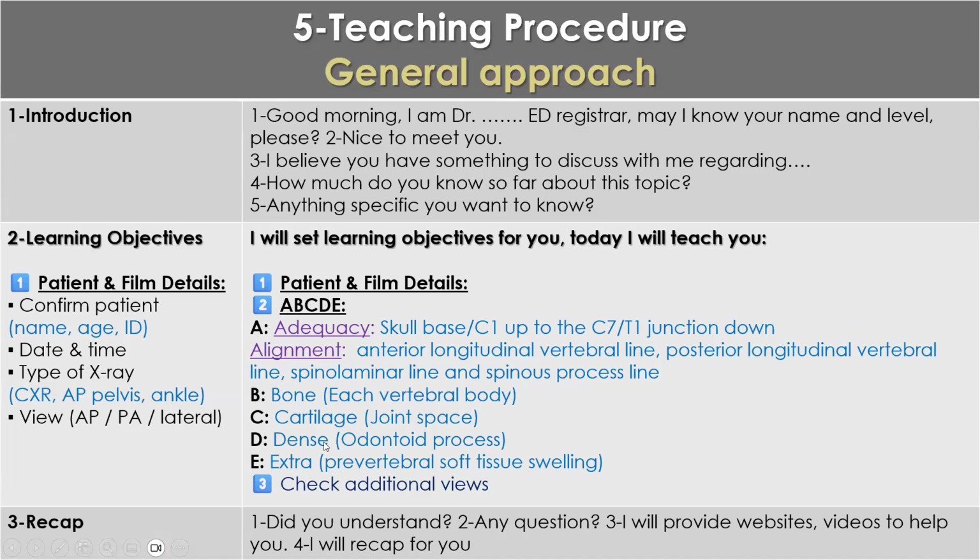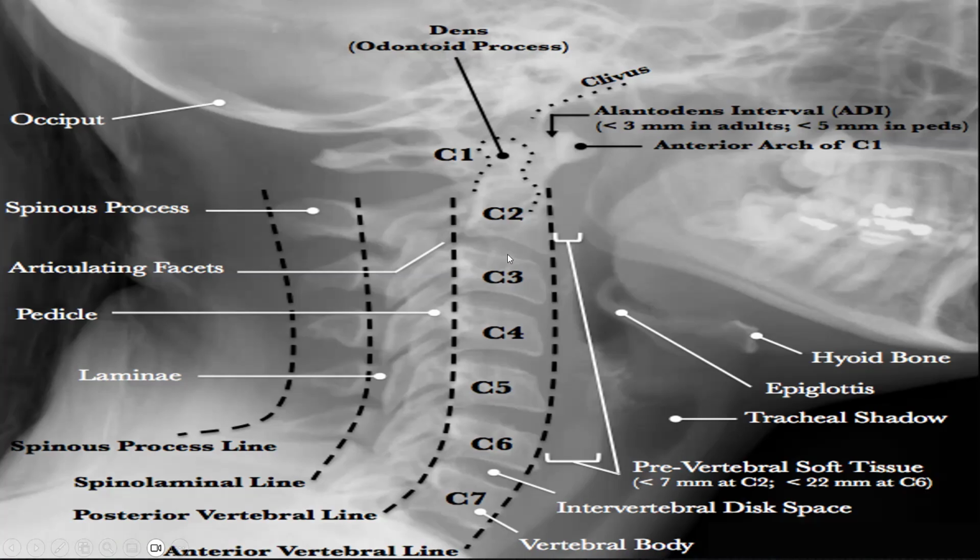Sir, extra dense. Dense, the odontoid process. So normally it should be intact, inside C1. Any disruption or any radiolucent line means a fracture. Yes, sir. Okay, so this is for C2.